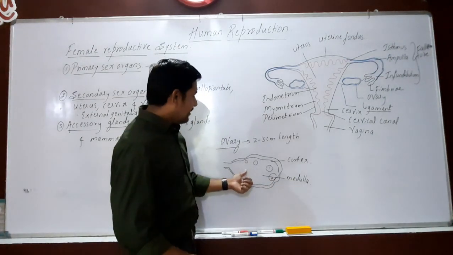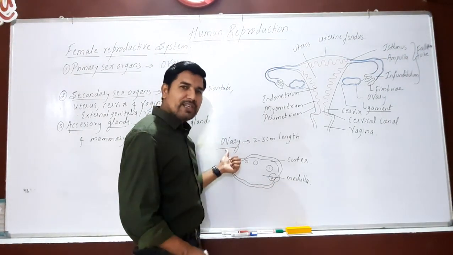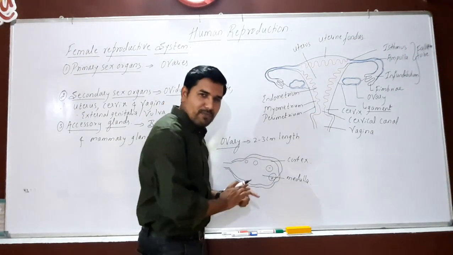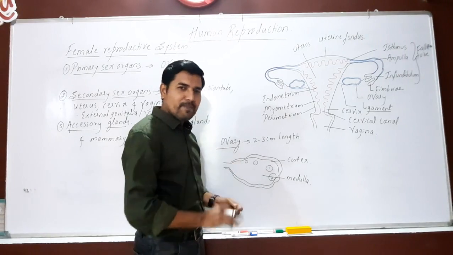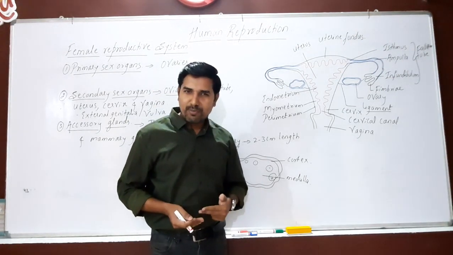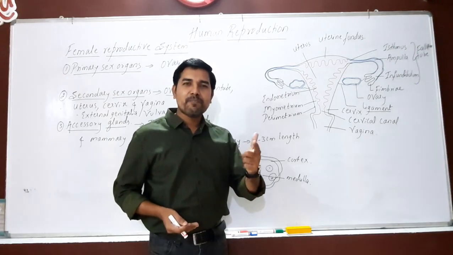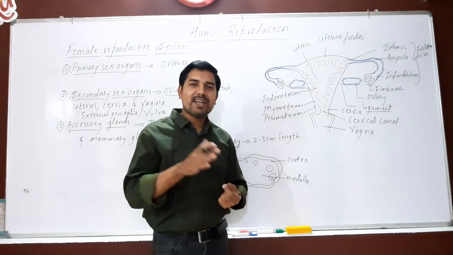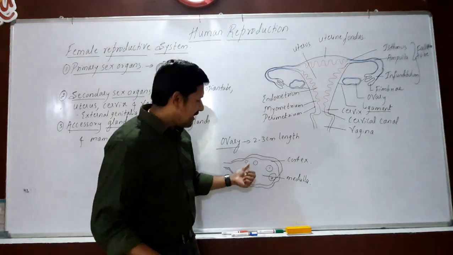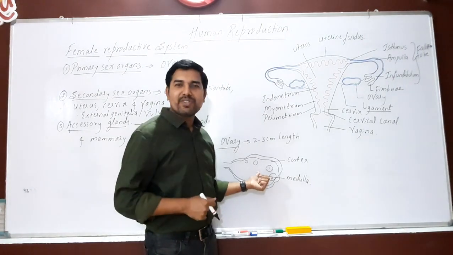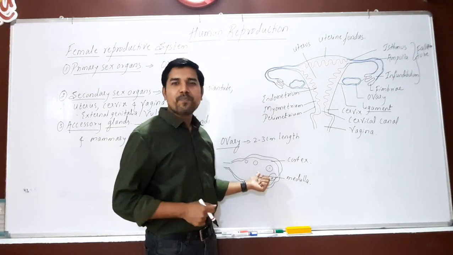Okay, this is regarding the structure of the ovary. So what is the function of the ovary? The ovary produces the ovum, or we also call it an egg. Along with that, the ovary also produces female sex hormones called estrogen and progesterone. These two hormones are also called female sex hormones. Then the function of estrogen is in relation with the testosterone present in males.